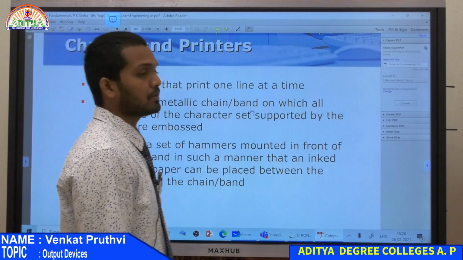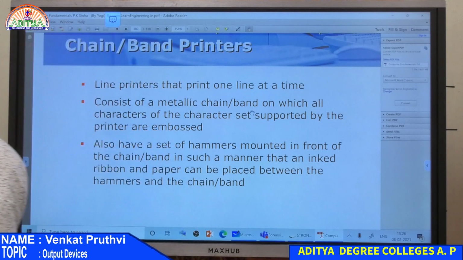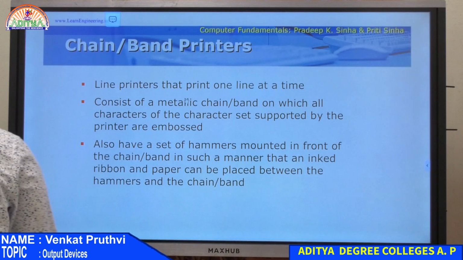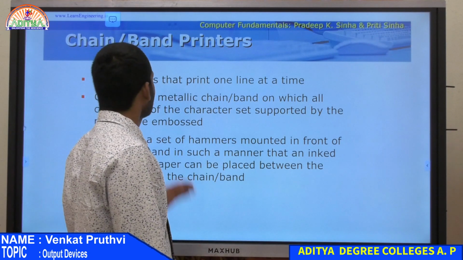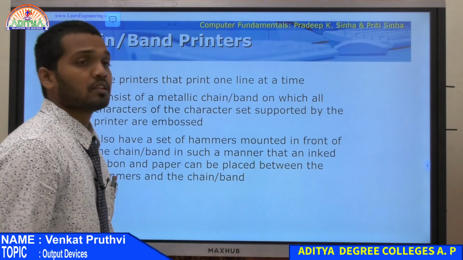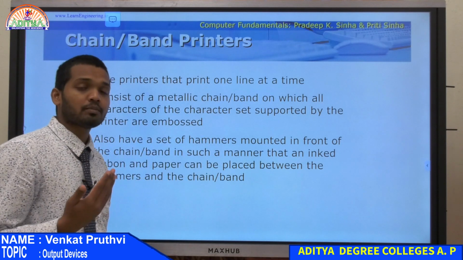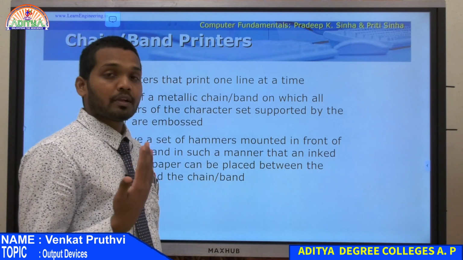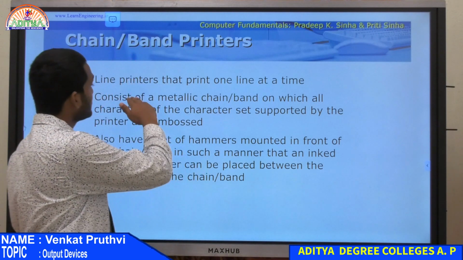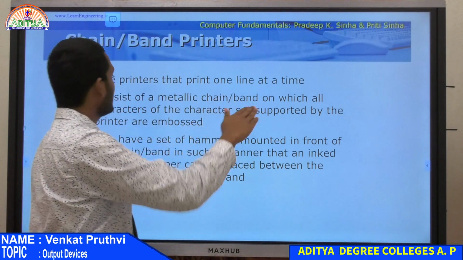So what do you mean by chain band printers? The line printers that print one line at a time. The chain and band printers, or chain or band printers, these are line printers that print one line at a time.